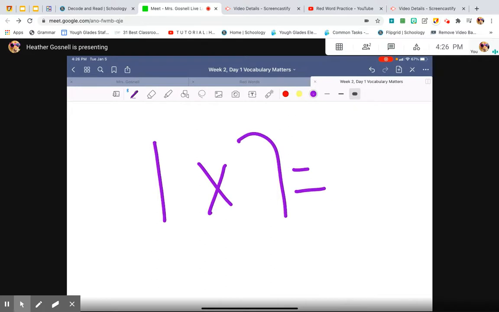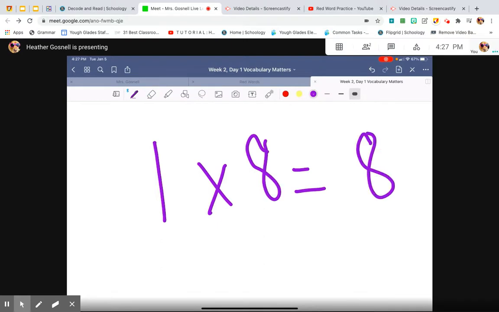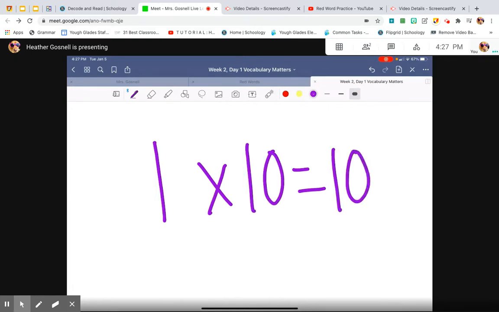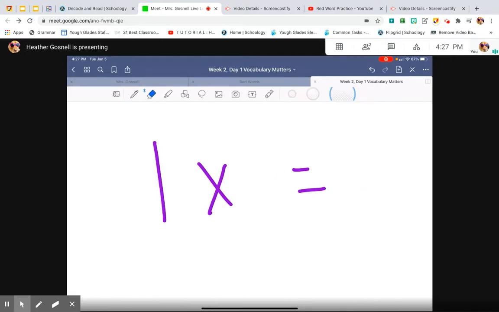1 times 7 is 7. 1 times 8 is 8. 1 times 9 is 9, and so forth. Uber easy. Remember, anytime a number is with 1, it's like it is looking in the mirror and it sees itself. 1 times 10, 10. 1 times 2, 2.